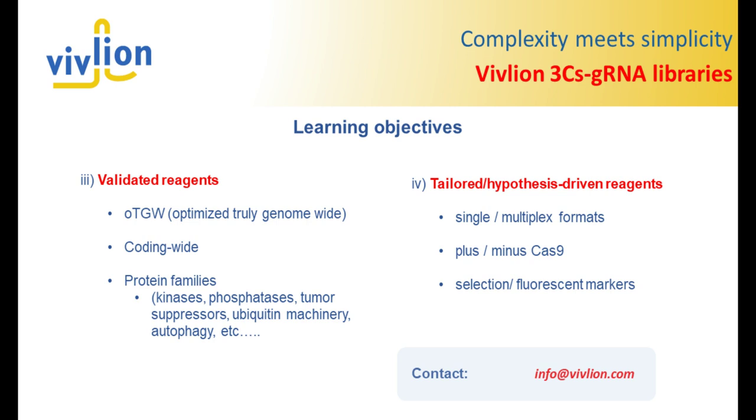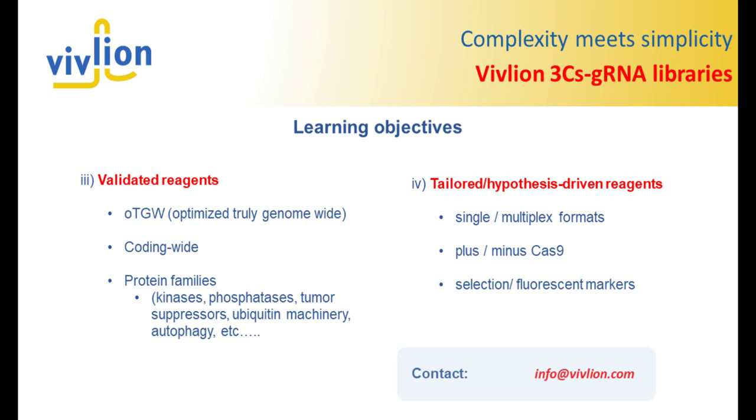Protein families at hand, for example, kinases, phosphatases, tumor suppressors, the entire ubiquitin machinery, autophagy, GPCR, so this list goes on and on. So if you would like to know more about this, then please just contact us and we will be able to communicate to you a full list or your specific demands. We, of course, also offer tailored and hypothesis-driven reagents in single and multiplex formats, and they come, depending on your needs, with and without a Cas9, and also with or without a selection or fluorescent marker. And as I said before, if you have questions on this, then please contact us at info@vivlion.com.